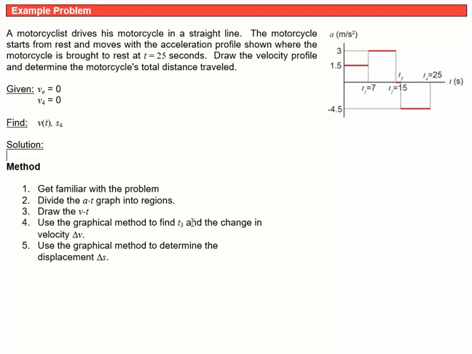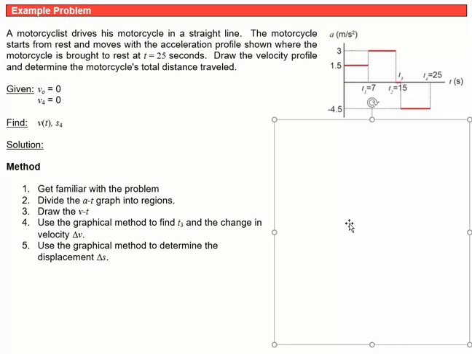So for example, we don't know what t3 is. That's this time right here, the time between the positive acceleration and the negative acceleration. We don't know that time, so we're going to use the graphical method to determine that. And then we'll also use the graphical method to determine the displacement.